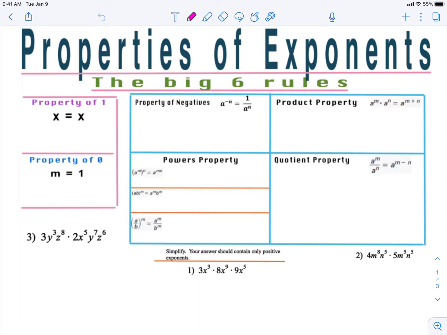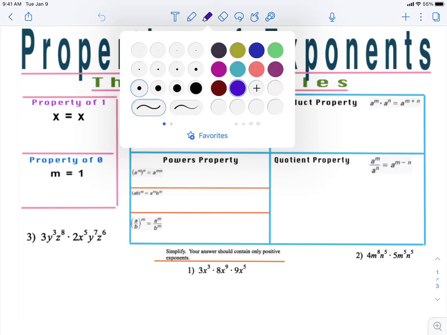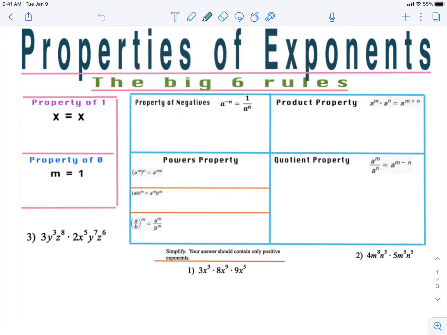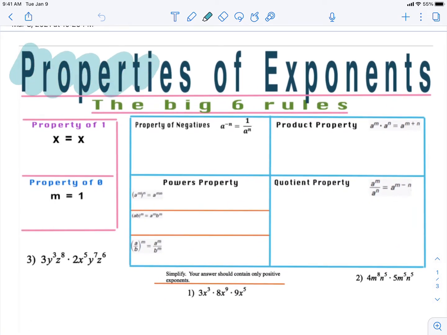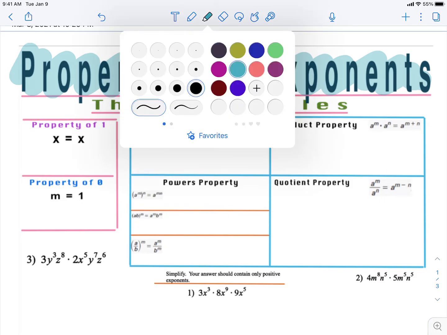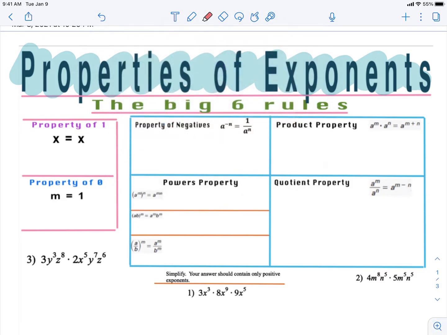So first thing that we always do is we recognize the name of the lesson, right? And the name of this lesson is called Properties of Exponents. What we're going to learn about the properties of exponents is there are 6 big rules. So the big 6 rules of the properties of exponents.